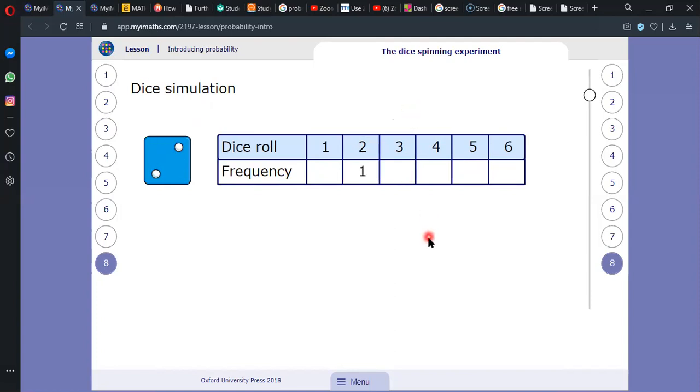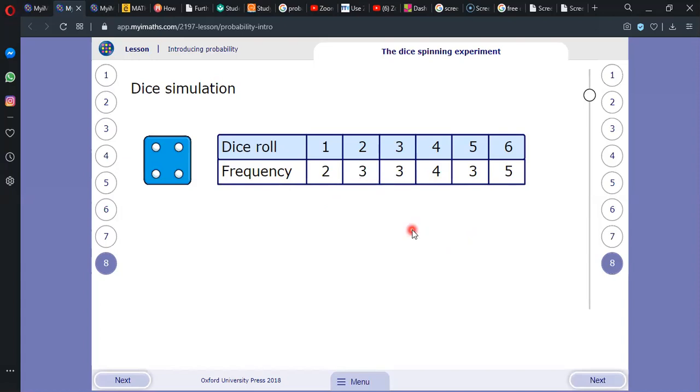Let's hit play. 2 once, 4 once, 6 once, 4 twice, 1 once, 3 once, 6 twice, 5 once, 2 again, 3 again, 5 again, 1 again, 6 again, 4 again, 6 again, 2 again, 5 again, 6 again, 3 again, 4 again. Are we done with the 20 times? 6, 4, 10, okay, 5, 5, 10.